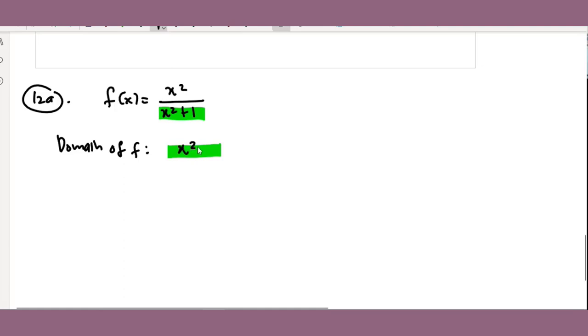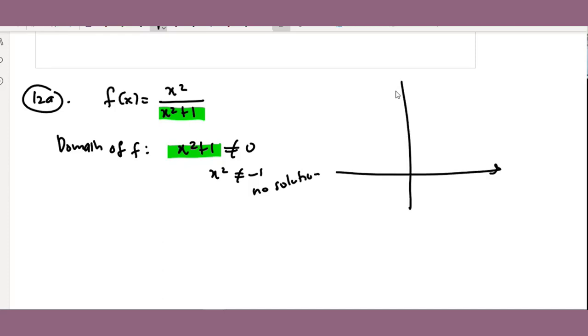The function is x squared over x squared plus 1. Okay, to determine vertical and horizontal asymptote, we need to determine the domain. Domain of f. To determine the domain of f for a ratio, check the denominator. Denominator not equal to 0. This one is quadratic. If we simplify, this one has no solution. Why no solution? Because if you change to a graph, the graph is quadratic.